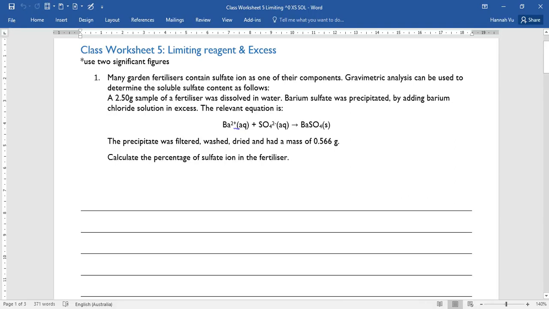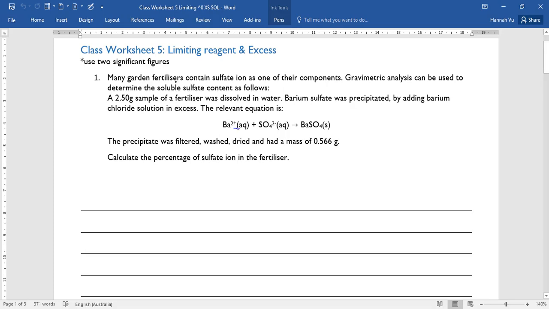So a few people were away when this lesson was taught, so I thought it might be a good idea to record the solution for this worksheet. This is class worksheet 5, limiting and excess, question 1. Now question 1 is actually a revision of gravimetric analysis. So I'm just going to go through the question again.